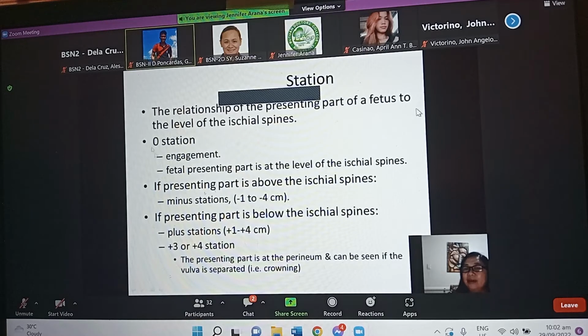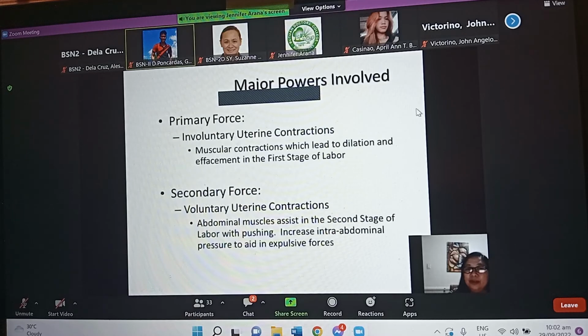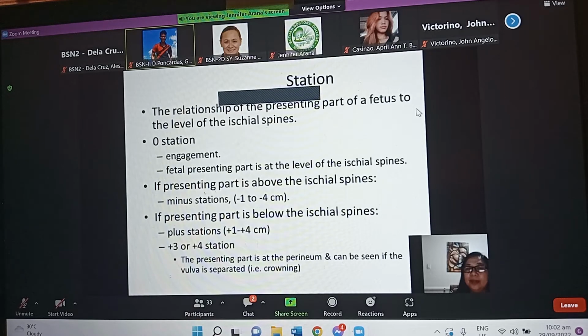Okay. Zero station ang tawag nato ana when there is already engagement. Meaning, the fetal presenting part is at the level of the ischial spines. So, zero station na siya kung engaged na ang presenting part. When you say engaged na presenting part, naa na siya sa level sa ischial spines.